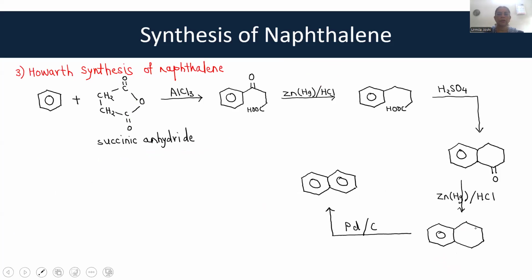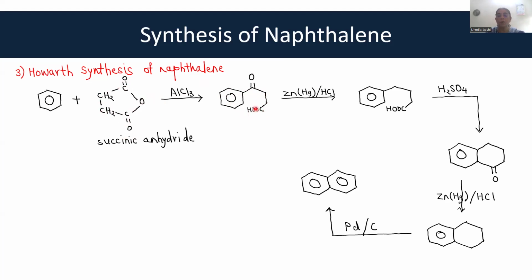Now, the third and the last method, that is Haworth synthesis of naphthalene. This is a Friedel-Crafts reaction. Benzene can be converted to naphthalene. Just see how. This is succinic anhydride. Succinic anhydride reacts with benzene in the presence of AlCl3. So this is a Friedel-Crafts acylation. Now what happens during this? The carbonyl group acylation, so a carbonyl group gets attached. Then there are two CH2s and finally the COOH.